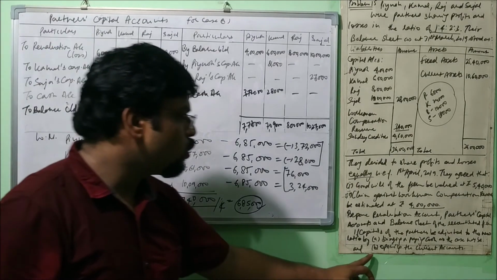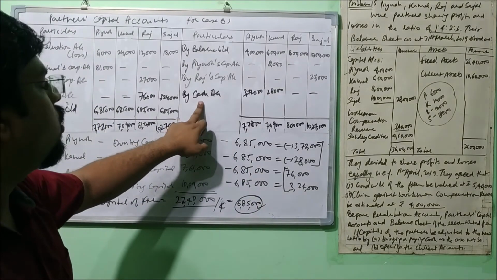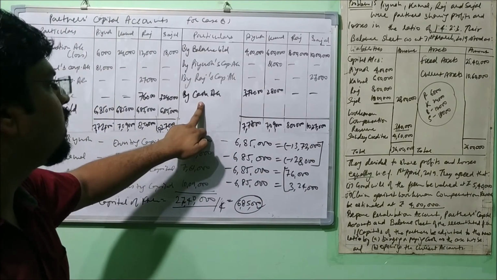Fine. Now in case 2, what difference will be there? Instead of mentioning 'by cash', we will be mentioning only the current account.